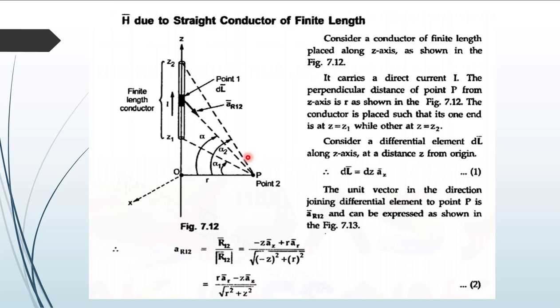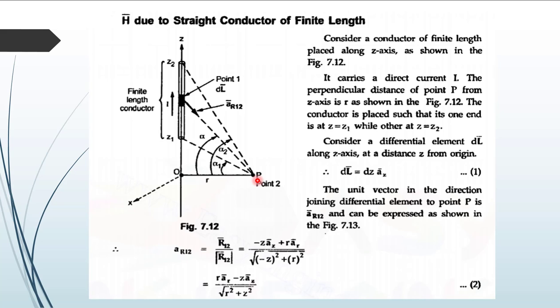So H due to a finite conductor, a straight conductor of finite length, placed along the z axis. Consider this filament placed on the z axis from z1 to z2. Let I, capital I, be the current flowing through this filament, and we have to find the intensity at point P. For this, we always join the current element with point P. So we join Z2 with point P and the Z1 end of the filament with point P.